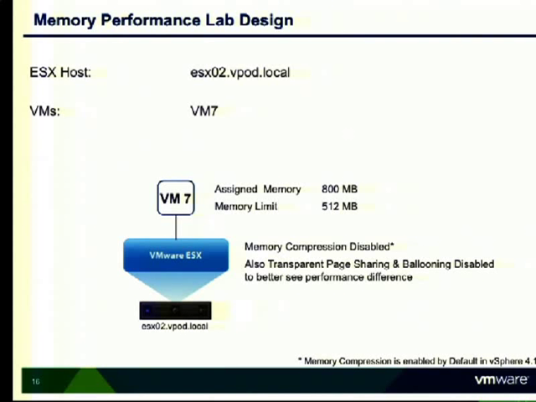And we'll see what our time is. So on the memory portion, we've got, again, a very simple environment with one ESX server, one VM. We've assigned the VM 800 megabytes worth of memory. And then to induce a sort of memory pressure situation, we've assigned a limit of 512 megabytes.